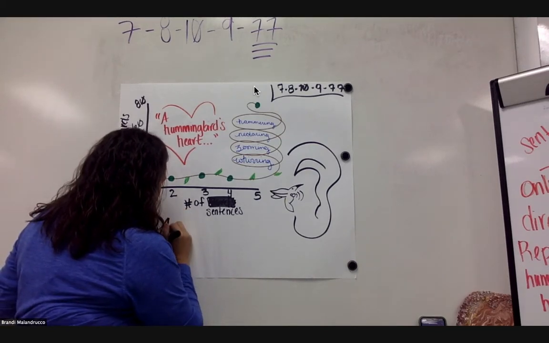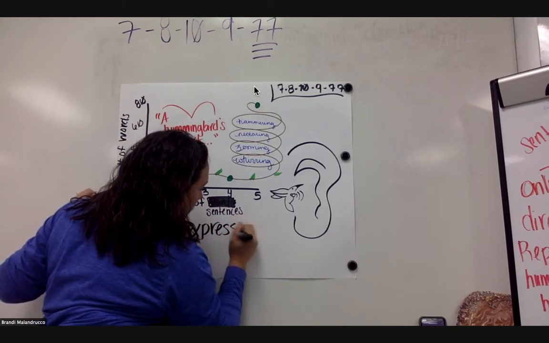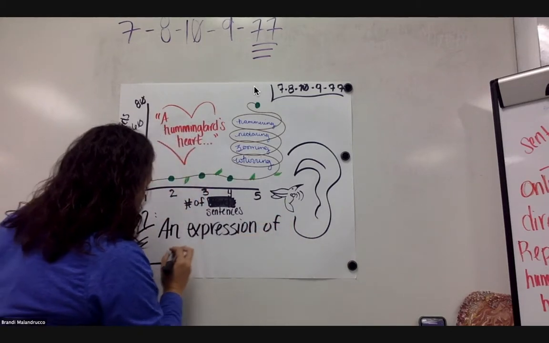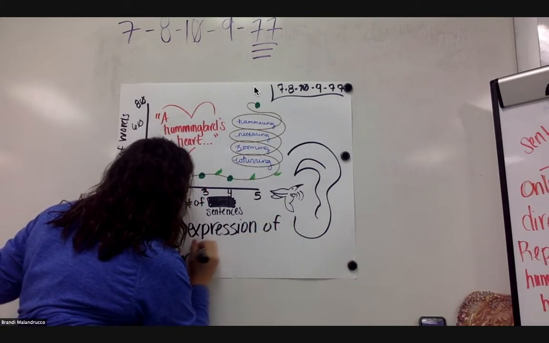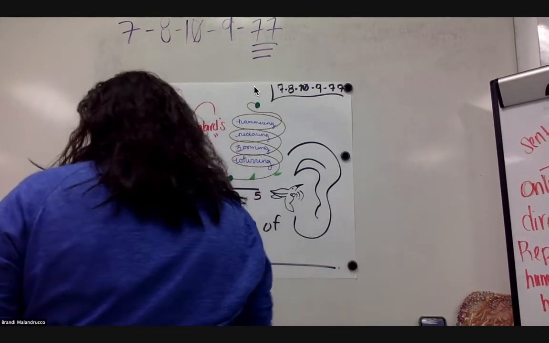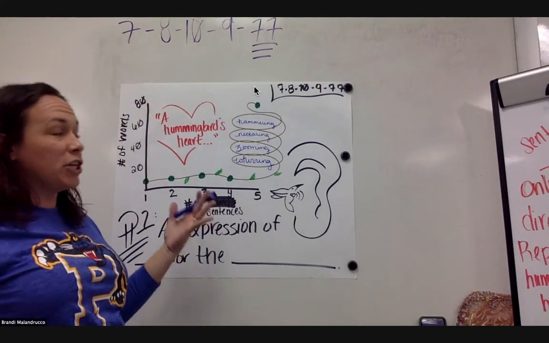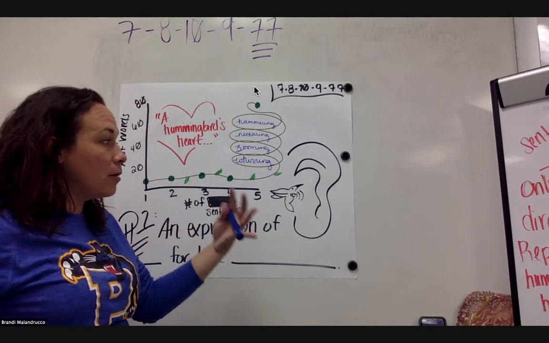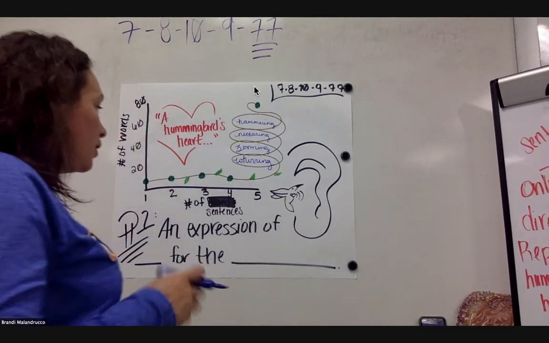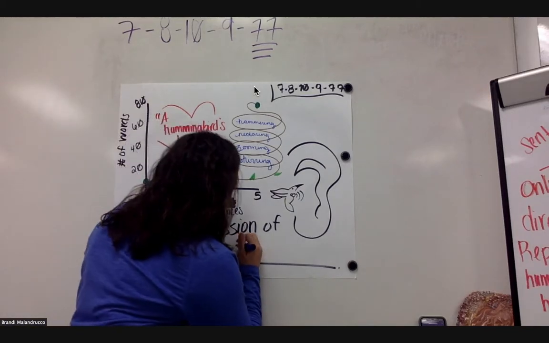This is an expression of blank for the blank. Now, obviously, that last blank should be the easiest one for you to come up with. It's the subject of the paragraph. And no, it's not the hummingbird's heart, but it is the hummingbird itself. It's overall an expression of something, of an adjective, for the hummingbird.